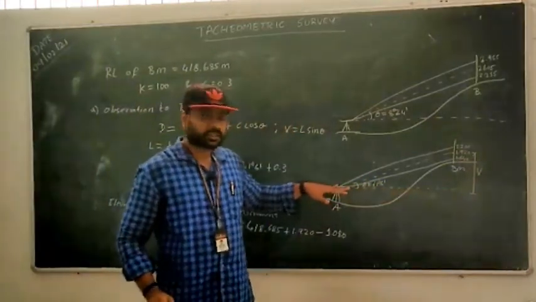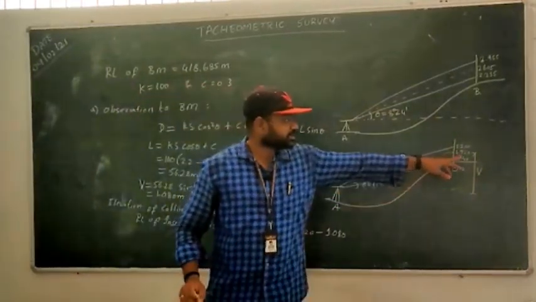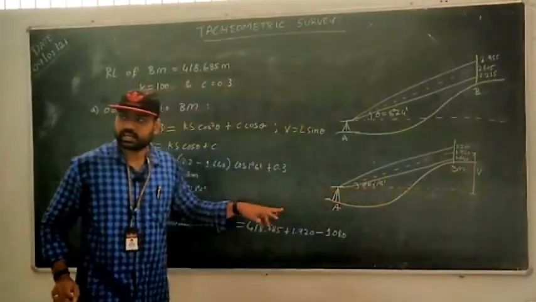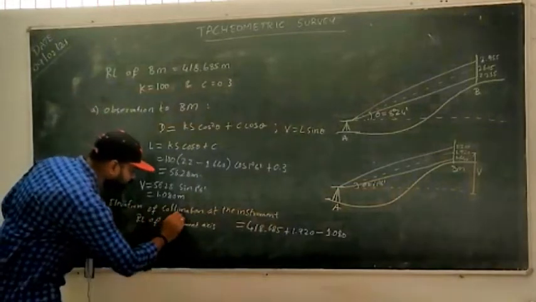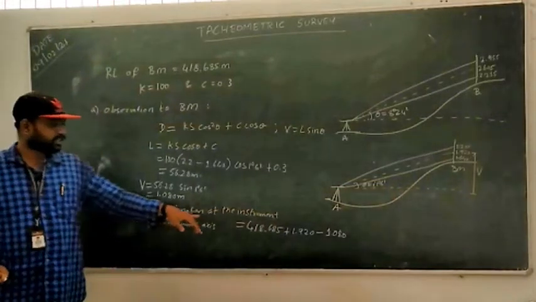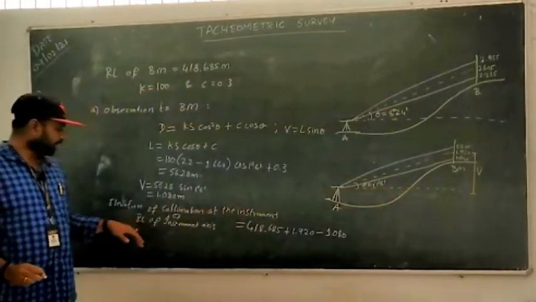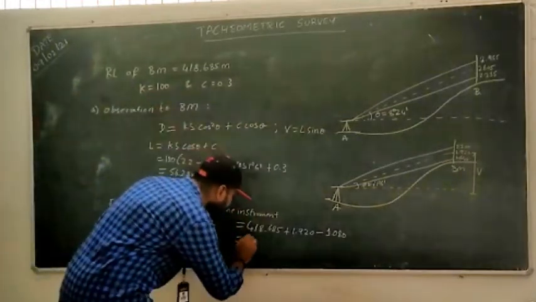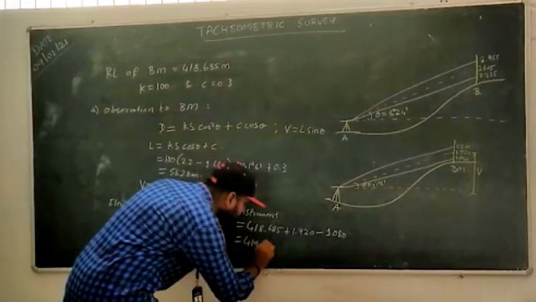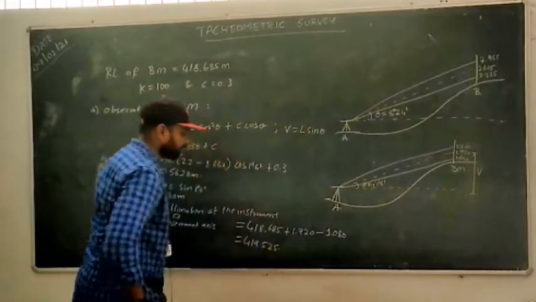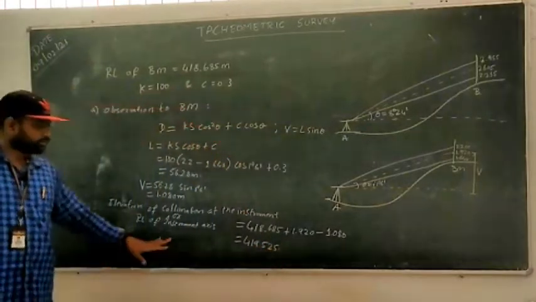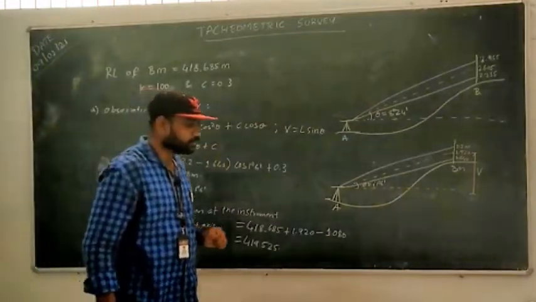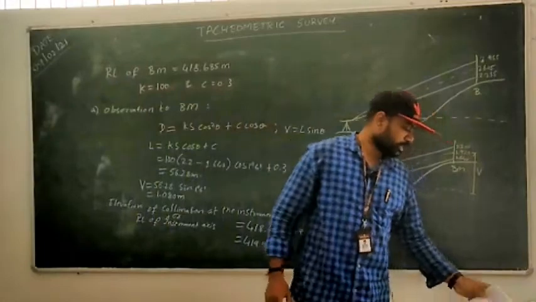So we have the benchmark, plus this, minus V. You will get the instrument axis, the RL at instrument axis. So you can write it both ways: elevation of collimation at the instrument, or you can write RL of instrument axis. So what will be the value? 419.525. Okay, so we got this RL, the RL of the instrument.